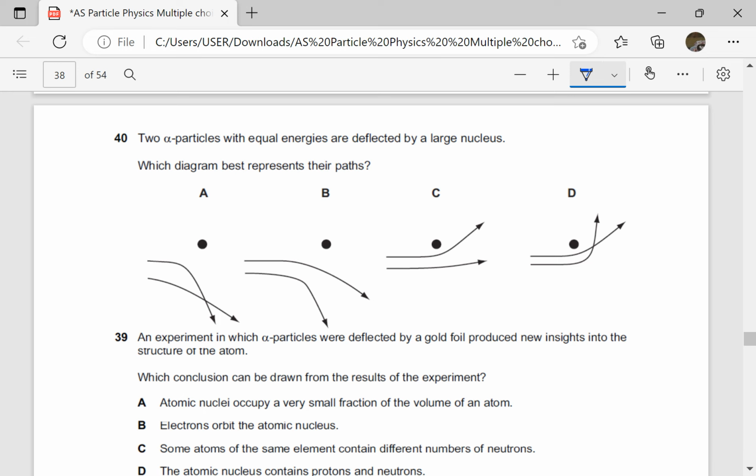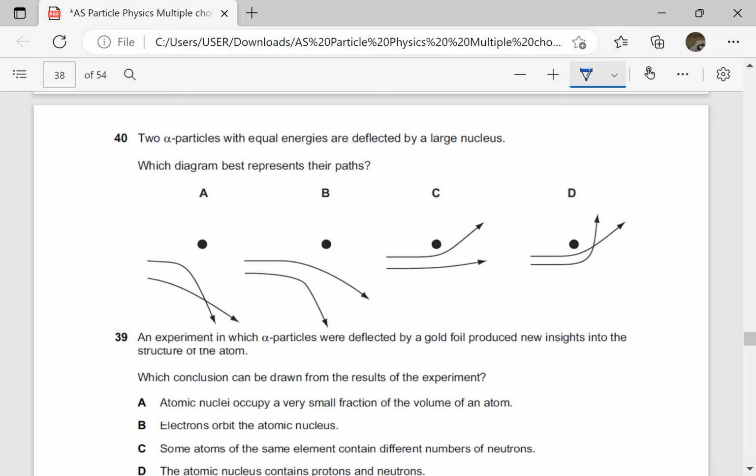A nuclear isotope emits radiation which is detected by a GM tube, or Geiger-Müller tube, held at a distance of about 10 centimeters from the radioactive source. The radiation is stopped completely by a 2 millimeters thick sheet of lead. Completely. What can be deduced from this information about the emission from the isotope?